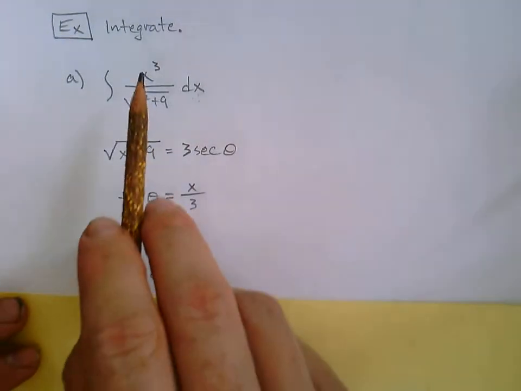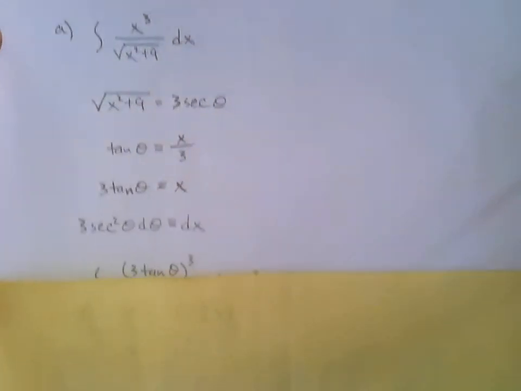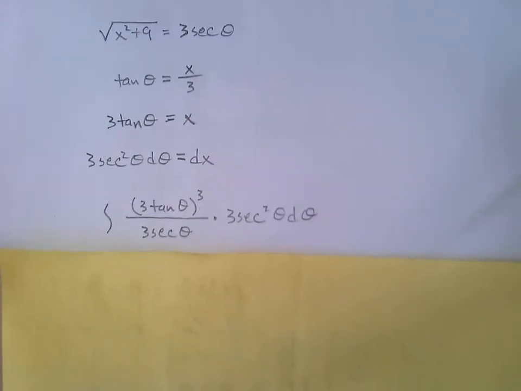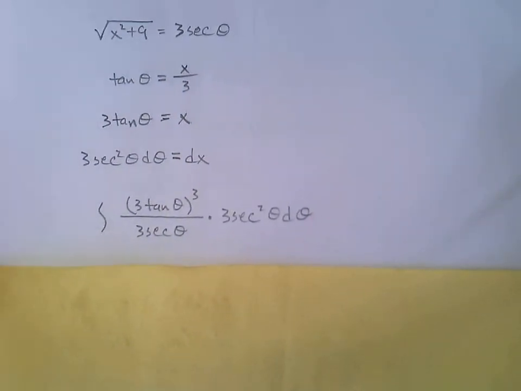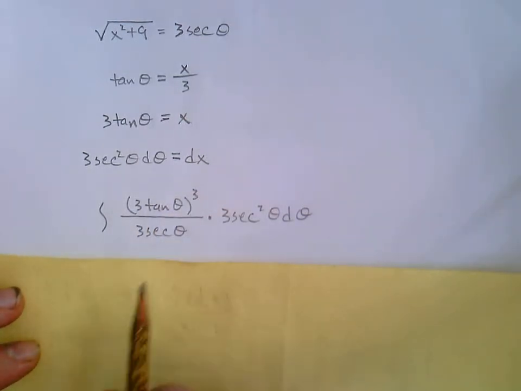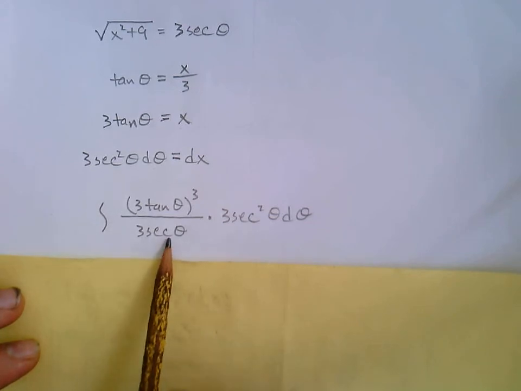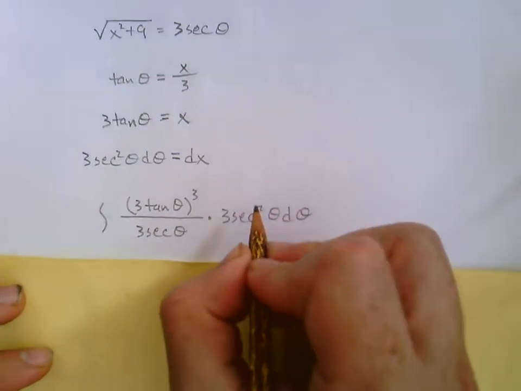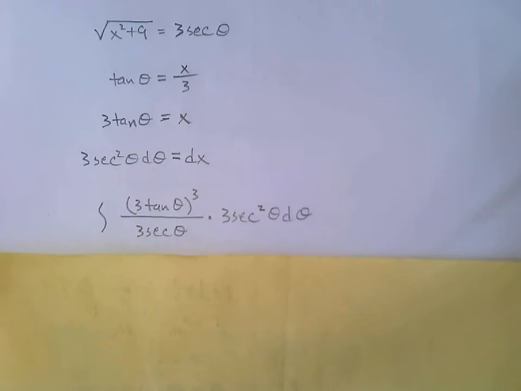Okay, now we're ready to go. We got all three pieces. Let me slide this way up. There we go. So we've got 3 tangent theta being cubed. Our denominator was just that root, so that's 3 secant theta. And our dx, we're going to multiply by 3 secant squared theta d theta. And we've done the substitution. We turned our x's into trig.